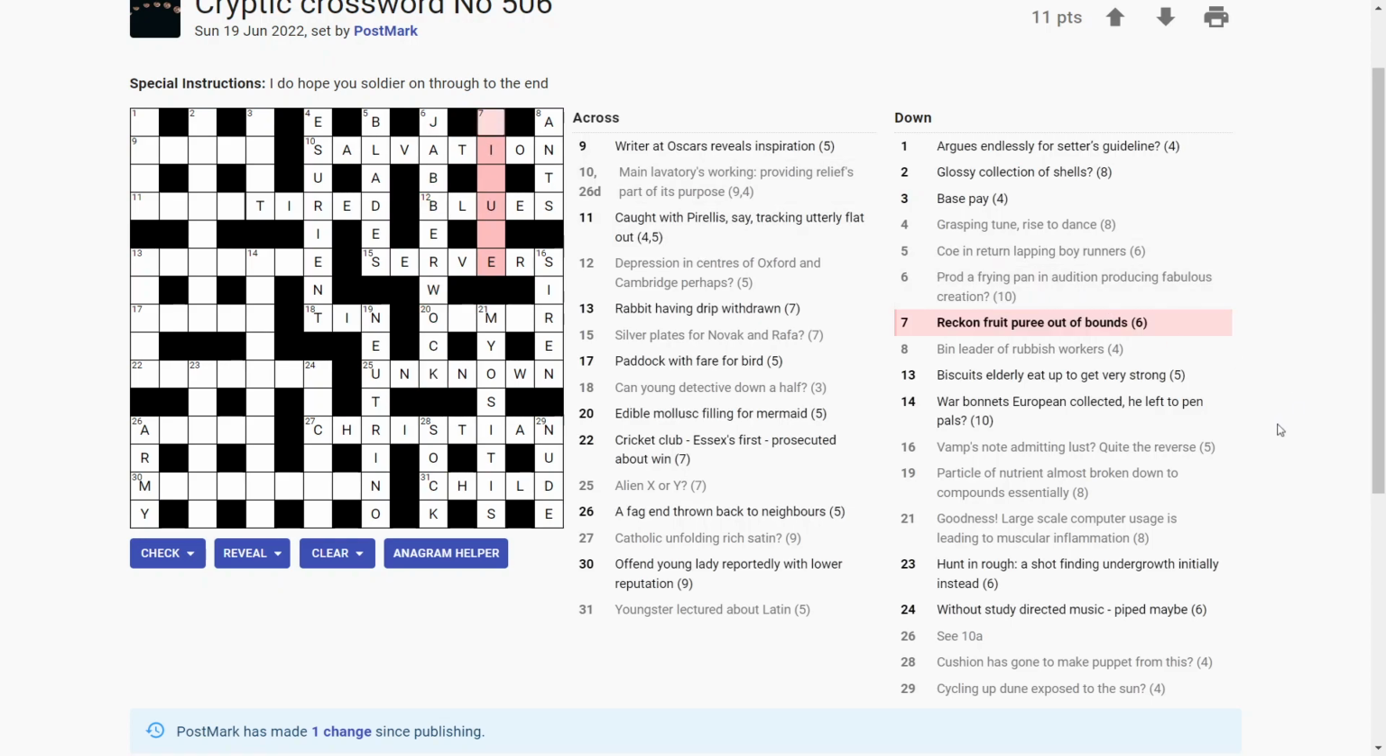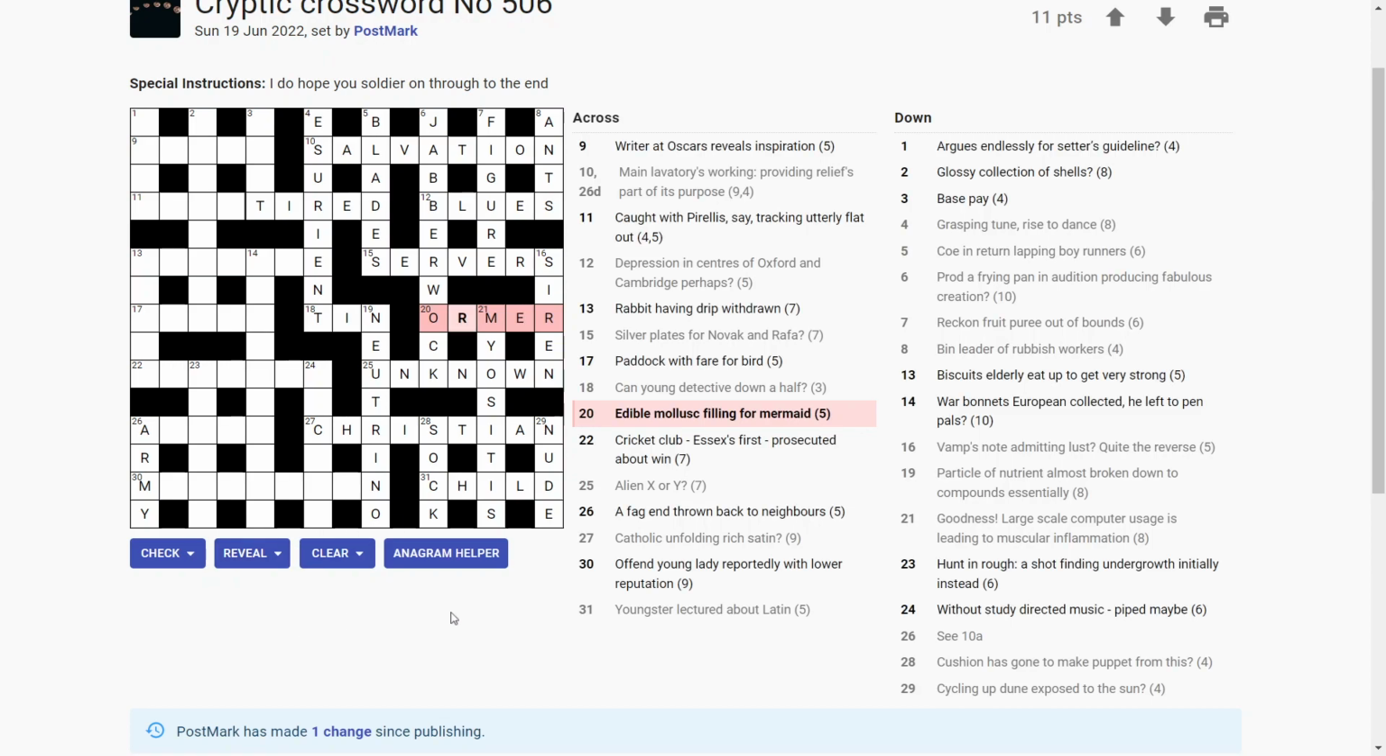Reckon. Butte puree out of bounds. Disuse. Butte puree. Reckon. Puree. Oh, puree out of bounds might be URE at the end. Yeah, figure. So fruit is fig, and then URE. So puree without the bounds. And we get figure, reckon. Good.